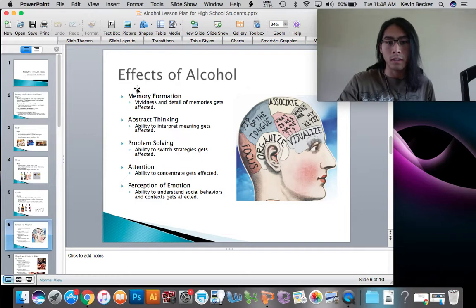And our attention, the ability to concentrate, gets affected. And the perception of emotion, which is our ability to understand social behaviors and context, gets affected as well. That's just being able to understand if someone's mad, sad, angry, funny, all those things.